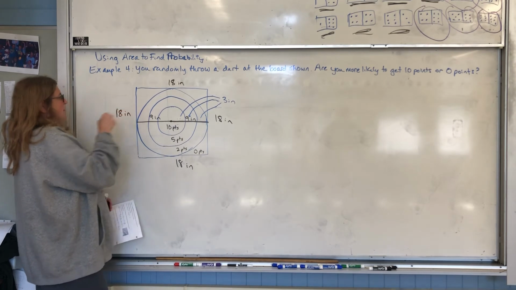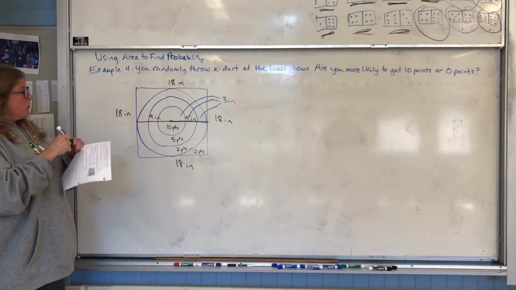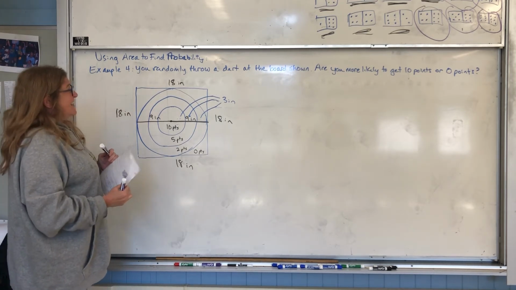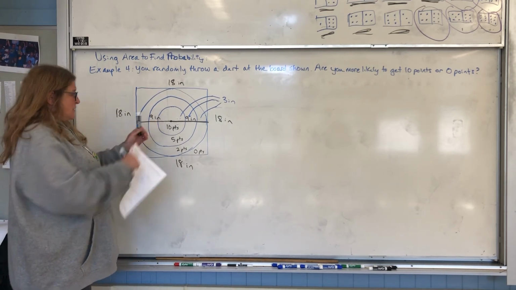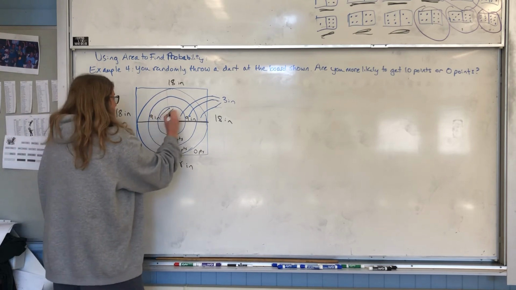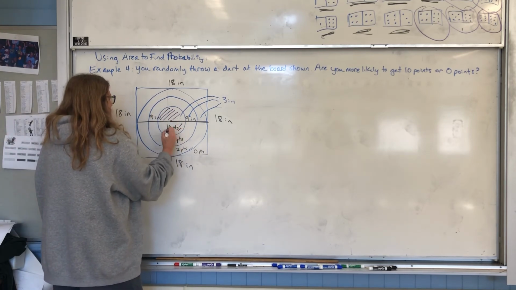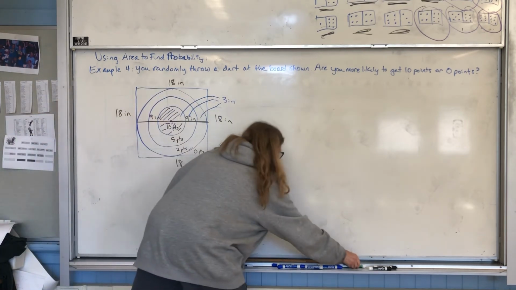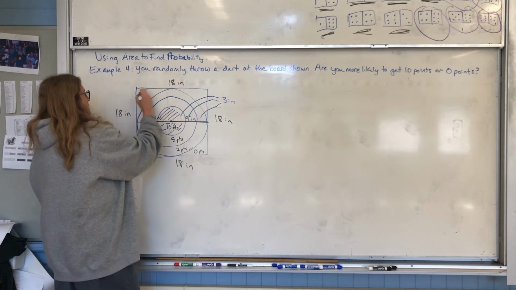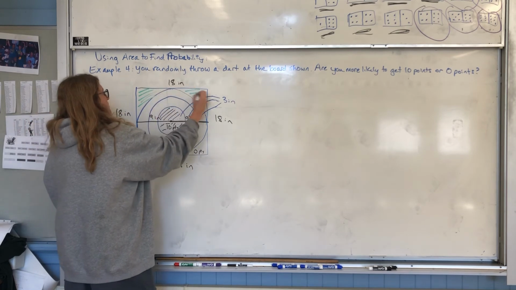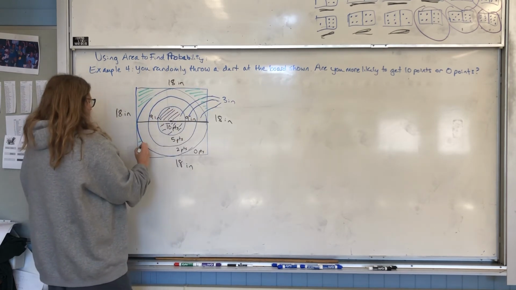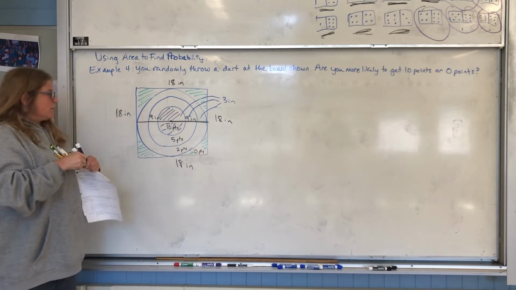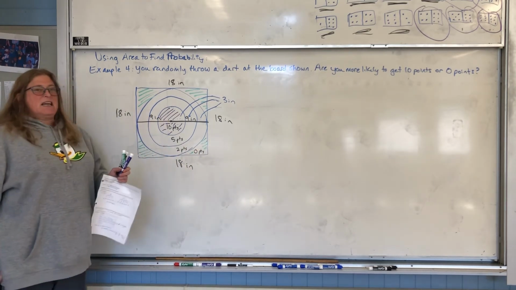So what they want to know is, if I randomly throw the dart, am I more likely for the dart to land in the 10-point region, which is this right here, I'm going to shade it, that's 10 points, or is it more likely to land in the 0-point region, which is out here? So what we want to do is find the probability that if I randomly throw a dart, it lands in that 10-point region.